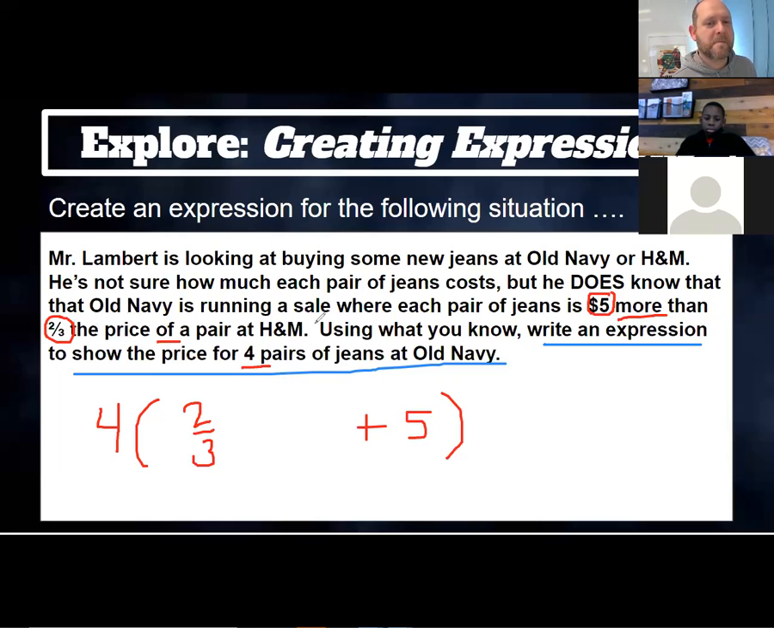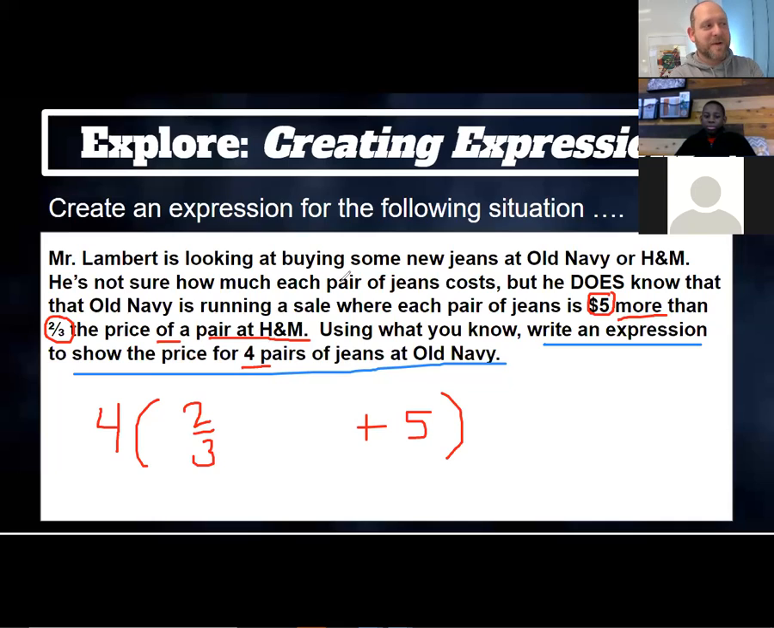Anybody have an idea? I think we're out of numbers, kinda. Is there something that we have that is kind of standing in for a number? Pair. It's a pair at H&M, because I know that my 2/3 goes with the price of a pair of jeans at H&M, right? So what does that mean? Since I don't know what this value is, what do I need to make it? 2. I could make it a 2. Where are you getting the 2 from though? The word pair.